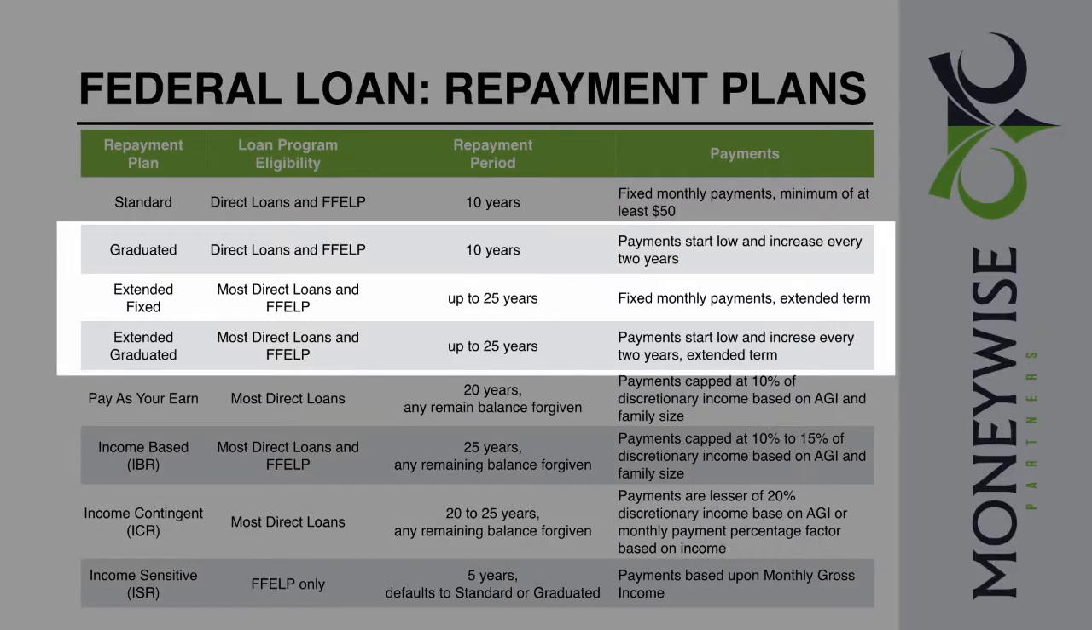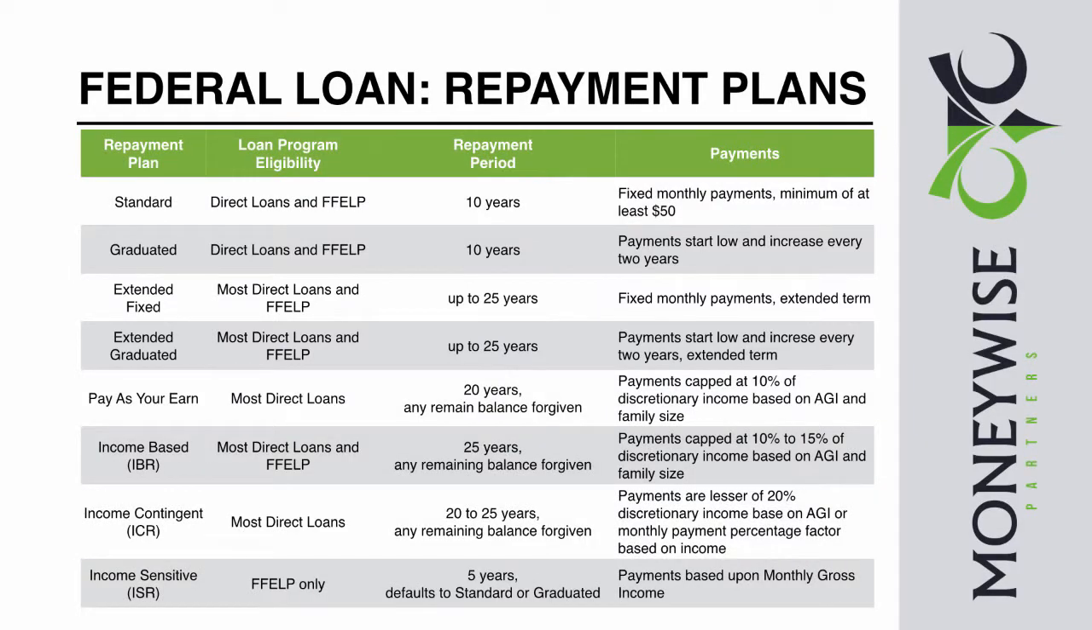Let's focus on the graduated, extended fixed, and extended graduated. All these plans essentially either extend the term of your loan or reduce payments on the front end and raise the payments on the back end in order to allow you to lower your payments. Note, in all these cases, you will be paying more interest than under the standard plan.